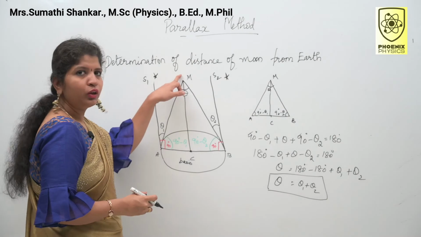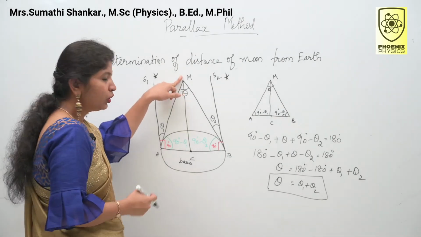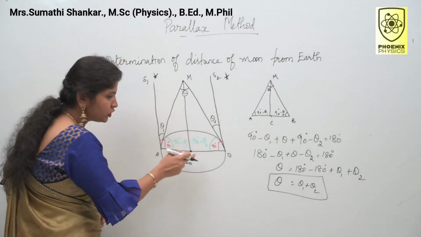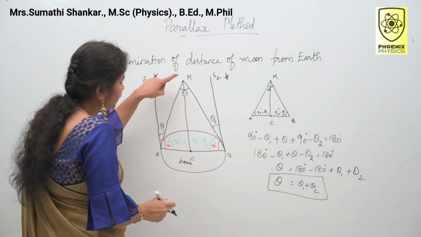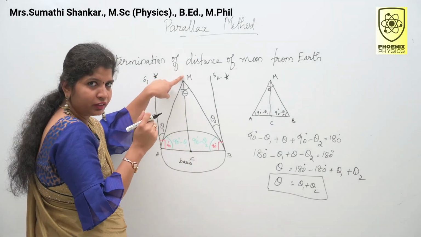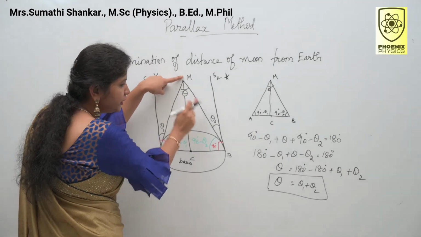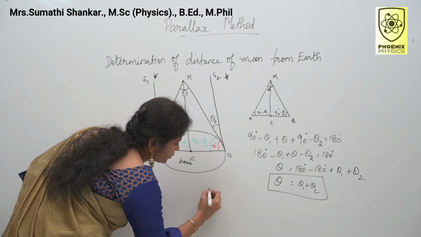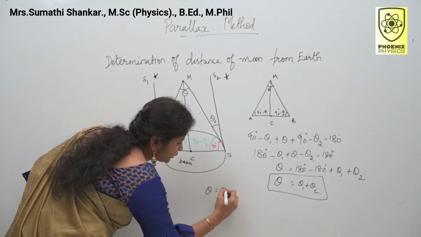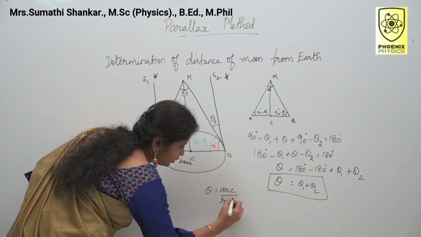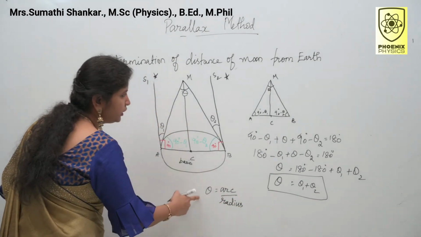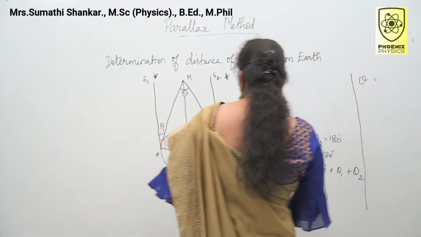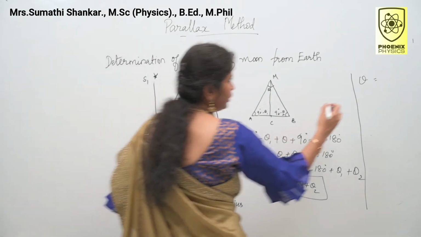Here the moon is at a very large distance. So we approximately take our AB as an arc length of a circle with the moon at the center, and MA and MB are the radius of the circle. Okay, so what is the formula for theta? It is nothing but arc by radius, length of an arc by radius. So theta is equal to, what is the arc here? AB is our arc.